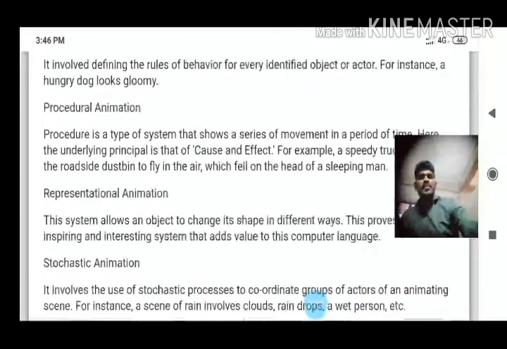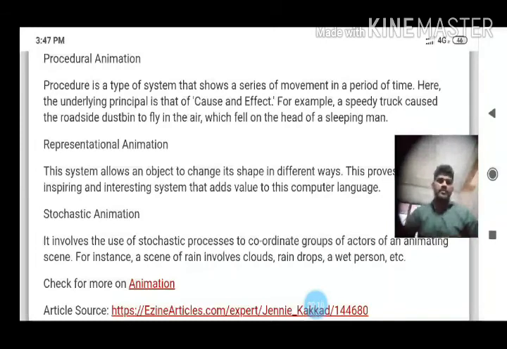But what is it telling in procedural animation? A type of system, a series of movements in a period of time. So a truck is going very speedily, and the roadside dustbin flies in the air, and falls on the head of the sleeping man. Because of the cause and effect, if the truck goes very slowly, the dustbin will not fly away. When the dustbin does not fly in the air, then it may not hit the head of the sleeping man. Because of this cause, this effect is happening. So this cause and effect we particularly see in procedural animation.